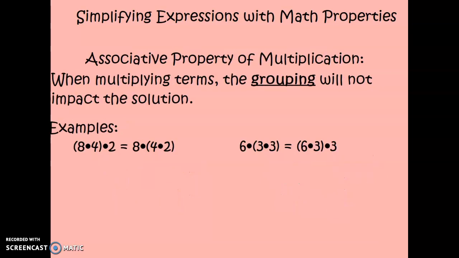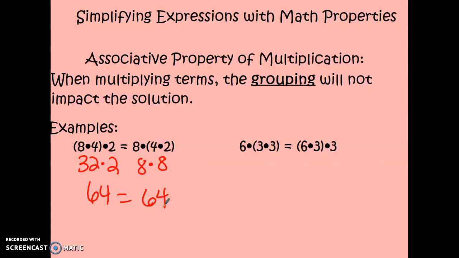Associative property of multiplying basically says the same thing, except for now we're talking about multiplying. So we can move those parentheses from one pair of numbers to another, and it's not going to impact our answer. Okay, so let's prove that. So 8 times 4 is 32. 32 times 2 is 64. Okay, and then 4 times 2 is 8. 8 times 8 is also 64.